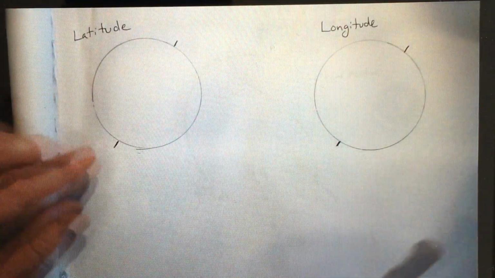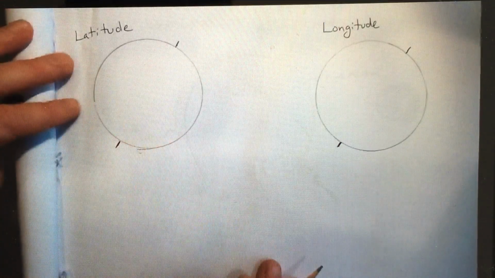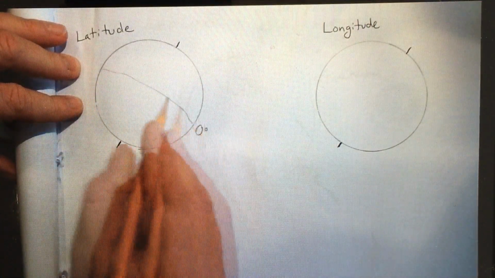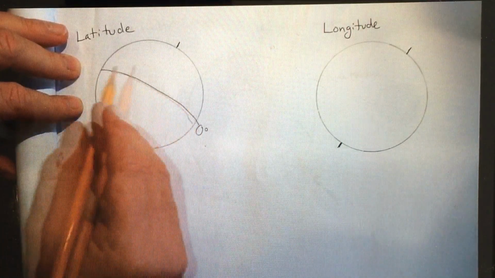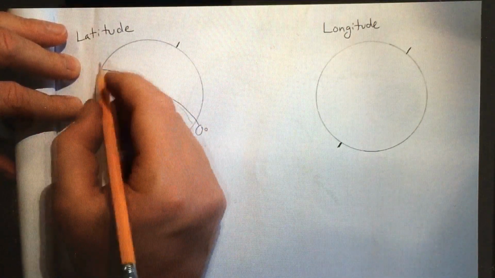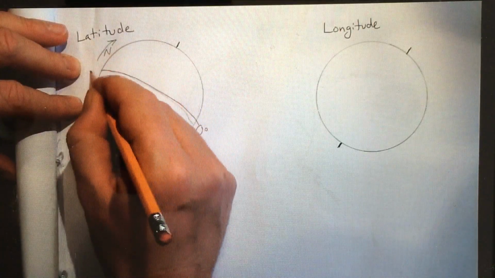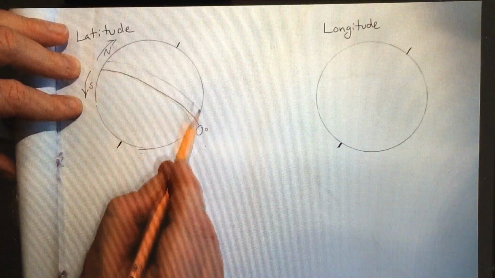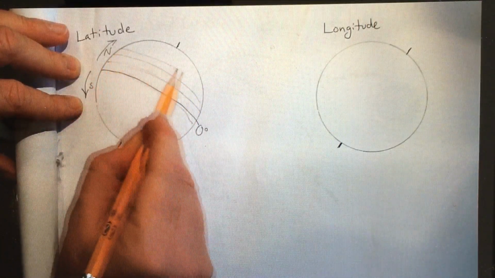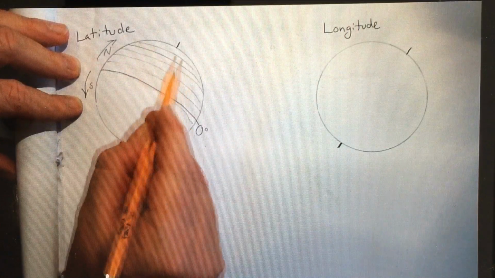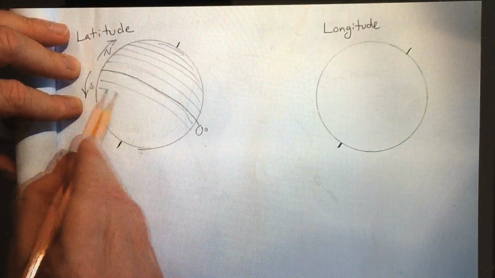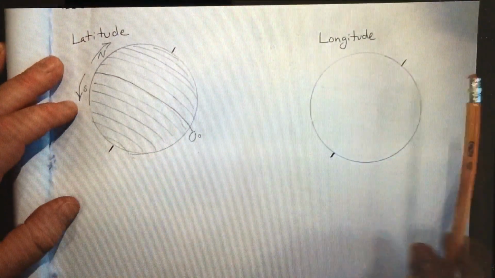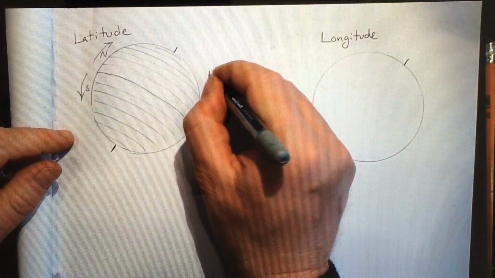First is latitude. The most important latitude line is the equator at 0 degrees. It is the longest latitude line. And then, because latitude measures north and south from the equator, there are an infinite amount of latitude lines going north and south. They never run into each other. They are all parallel.